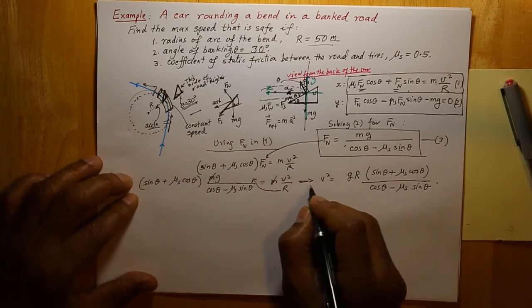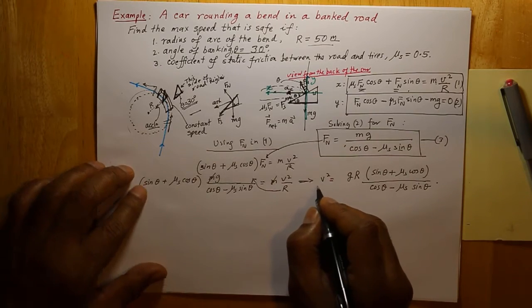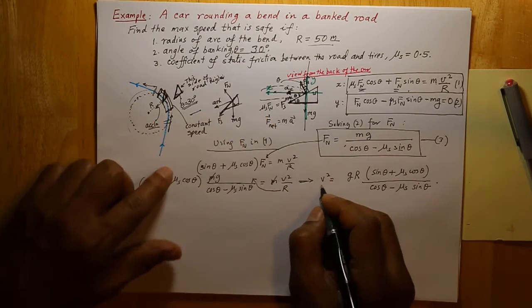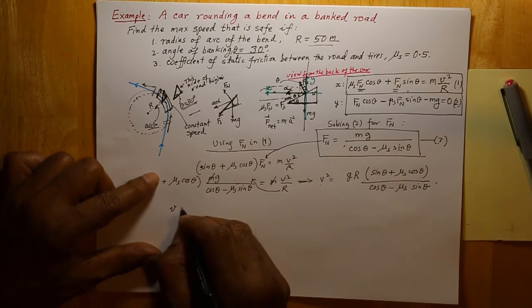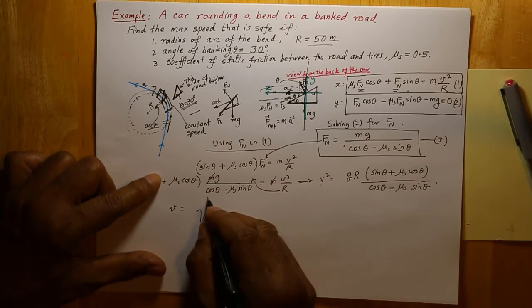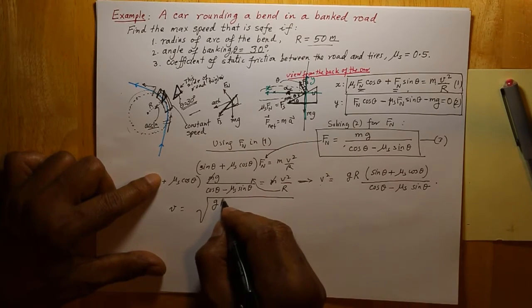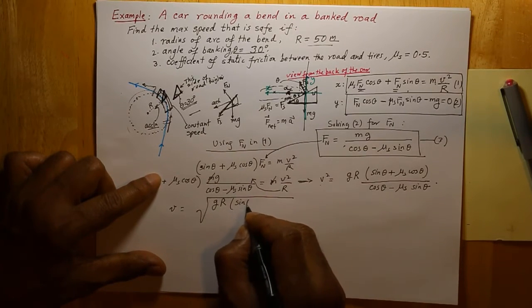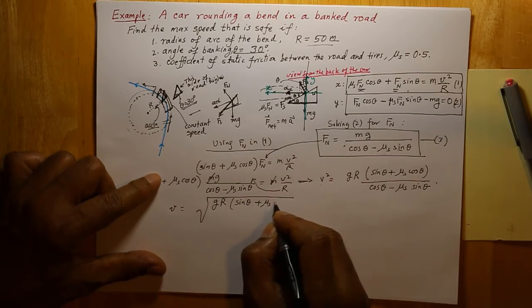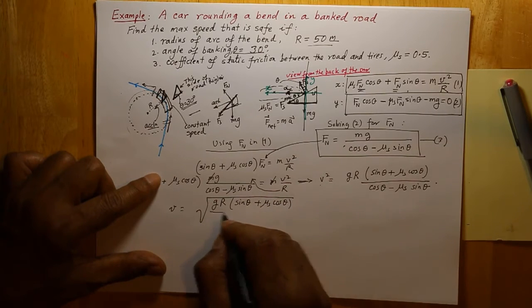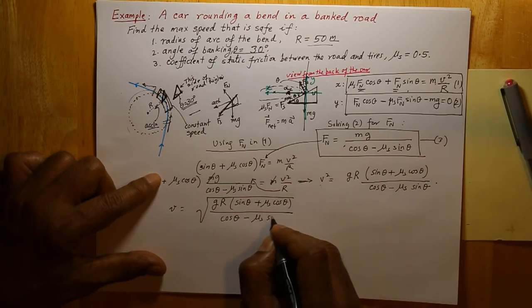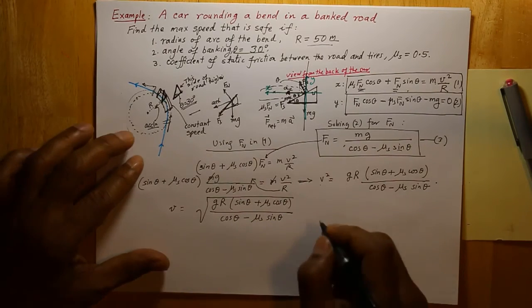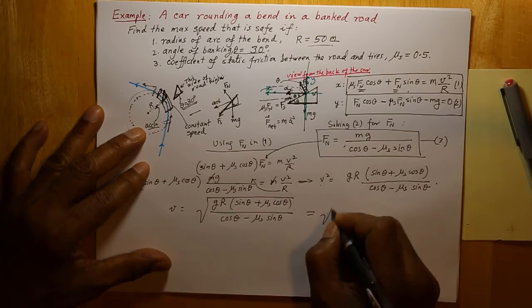So this is the maximum speed because I'm using the maximum amount of friction. So if I can get the v, that's going to be the square root of all of this stuff: gr times sine theta plus mu s cosine theta over cosine theta minus mu s sine theta. Now put in numerical values. So what will I get?